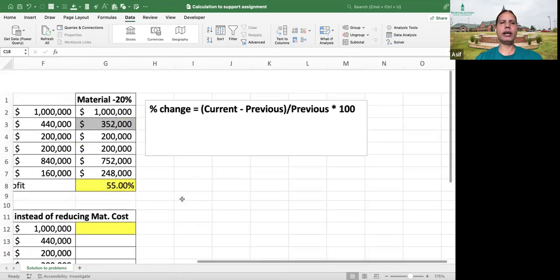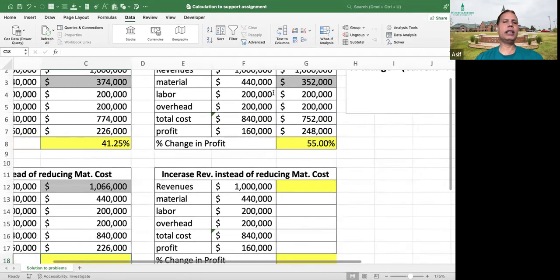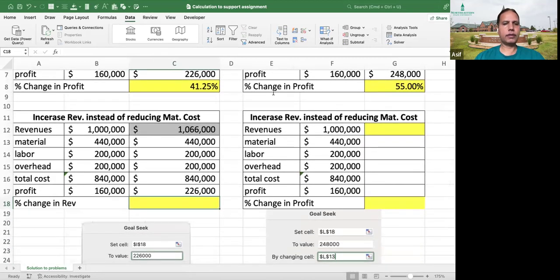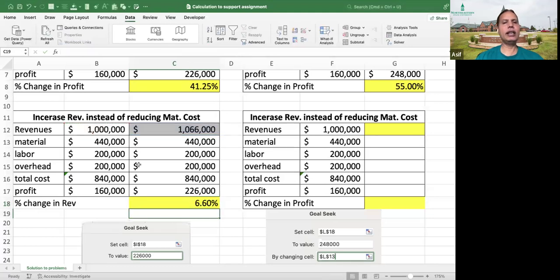So again, I'll be using the same formula that I have here. Percentage change is equal to current minus previous divided by previous multiplied by 100. So I'll be using this formula. Did anyone already calculate it? If you did, please let me know. So this is the formula that I'll be using, which means our current, 1,066,000 minus 1 million divided by 1 million. And if I hit enter, it says that there is a change of 6.6%. So in other words, this is telling us that this is the change, 6.6%.